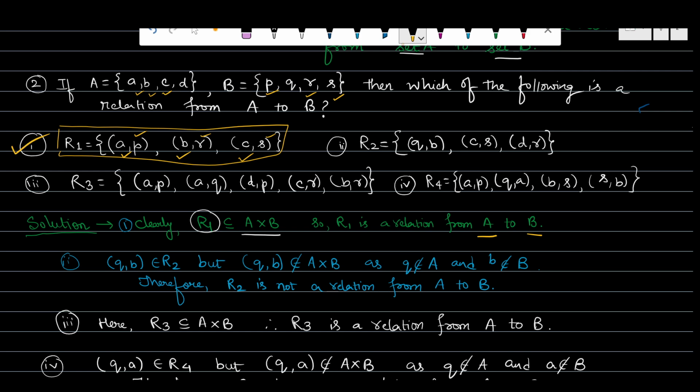Second option, for R2, here the first element q, does this q belong to the first set? No. So here this ordered pair (q, b) does not belong to A cross B, hence this R2 is not a subset of A cross B, which further implies that R2 is not a relation from set A to set B.